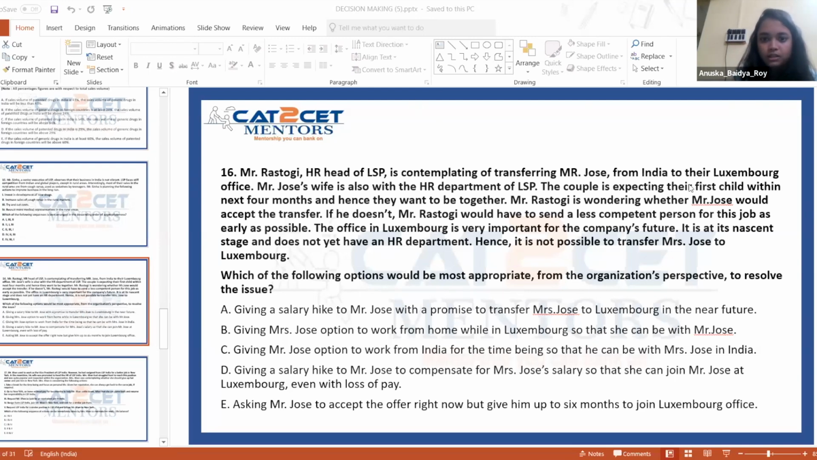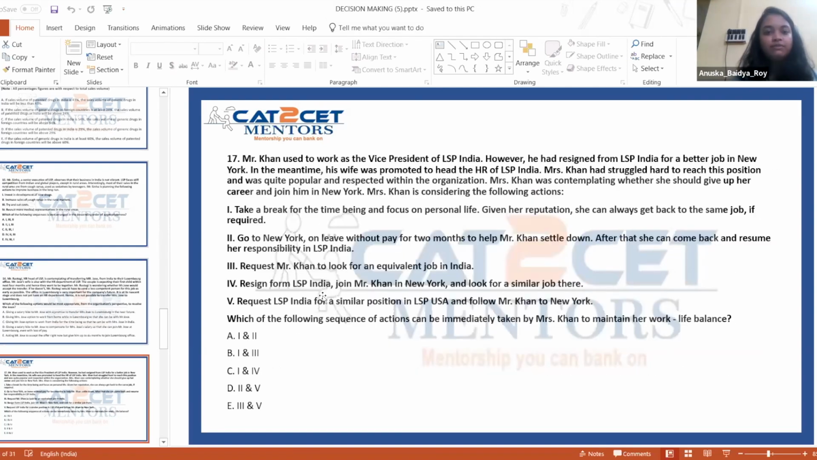What does the case say? The case says that they are thinking of transferring Mr. Jose, and if he does not accept it, they have to transfer someone who is less worthy than Mr. Jose, right? So that means that they need to transfer someone. It's an urgent issue. So asking him to accept the offer right now, wait for 6 months, do stuff, obviously not the better option, given that we have an option like B, where we are giving Mrs. Jose the option to work from home. She can stay with her husband, she can be at rest, and everyone is satisfied. It's a win-win situation. So what would be the best possible option? Option B.